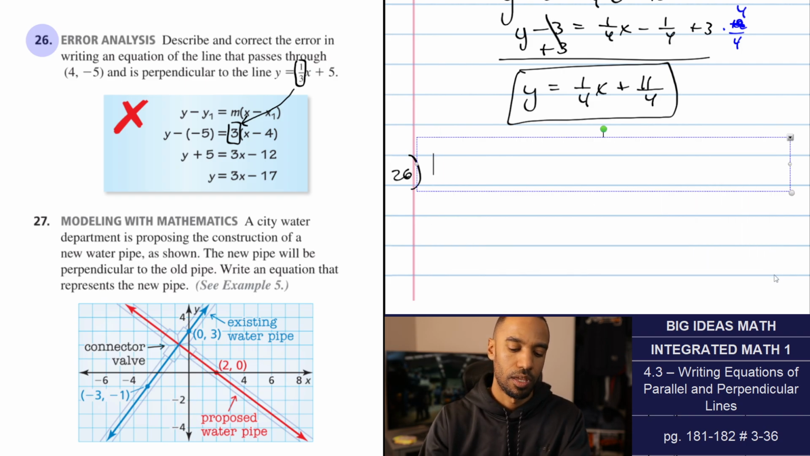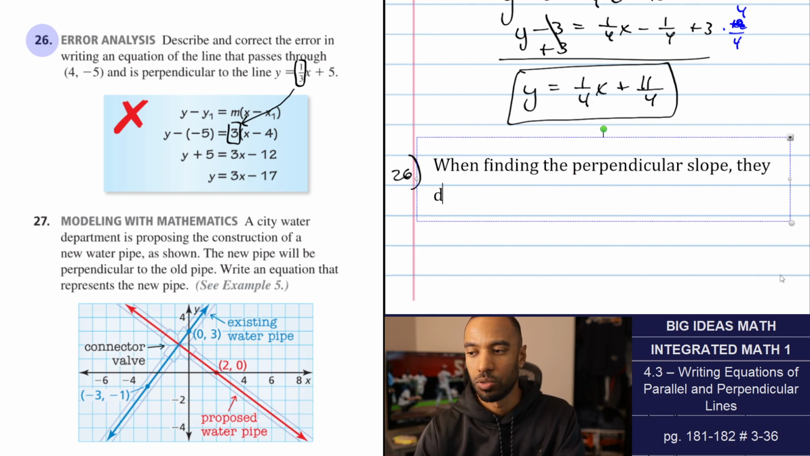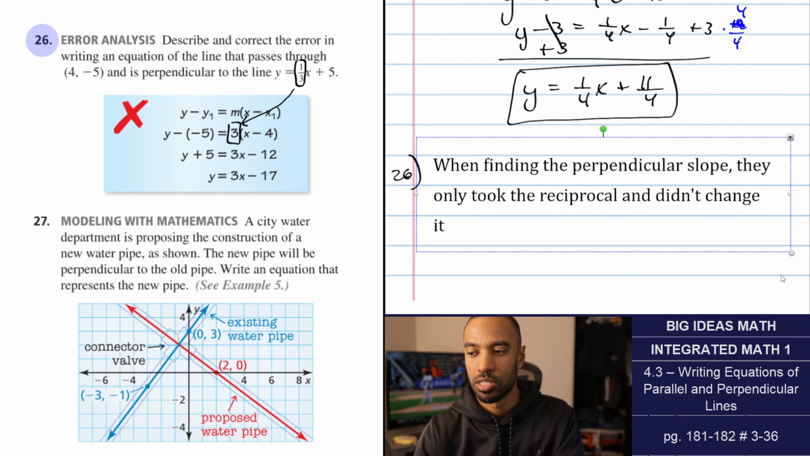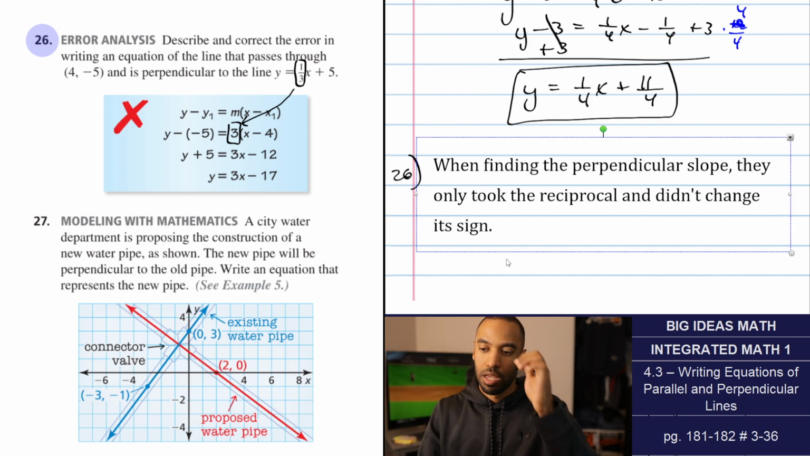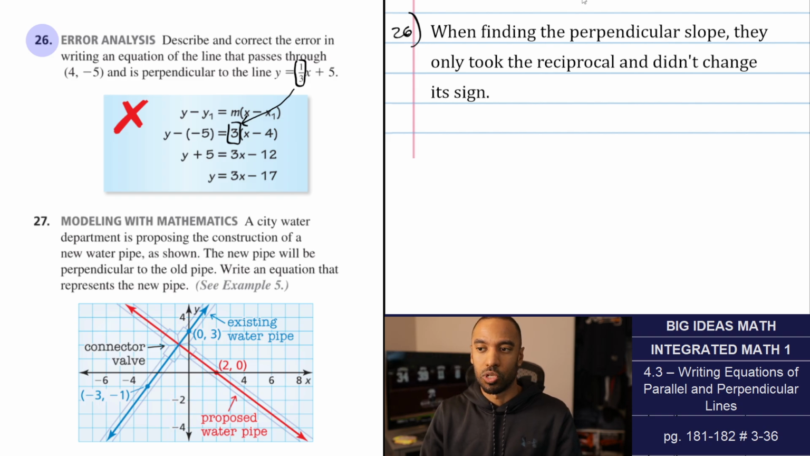So, when finding the perpendicular slope, they only took the reciprocal and didn't change its sign. Everything else, again, assumed to be correct or proper from what they did. No other errors to look at for them.